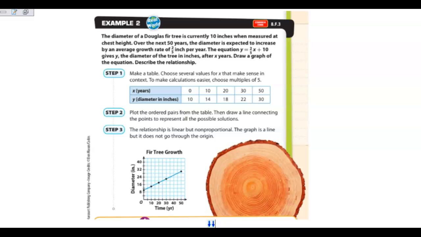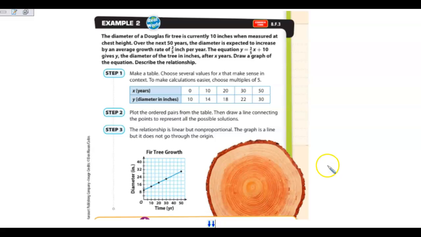So we have an example here. The diameter of a Douglas fir tree is currently 10 inches when measured at chest height. Over the next 50 years, the diameter is expected to increase by an average growth of 2/5 of an inch per year. Therefore, the equation y equals 2/5 x, for x standing for the number of years, plus 10 gives the y, the diameter of the tree in inches after x number of years. Draw a graph of the equation and describe the relationship.